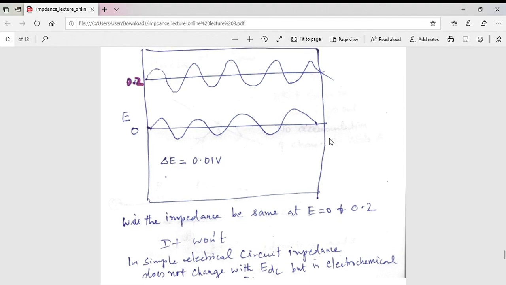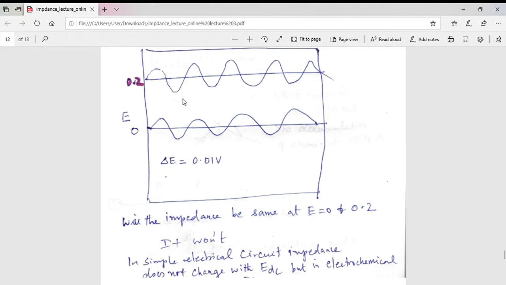In this particular case I have shown a DC potential which is 0 volt here, and here it is 0.2 volt. On top of it I have superimposed an AC potential of certain amplitude. Say this is 10 millivolt, that means 0 to 10 millivolt this side, this is minus 10 millivolt. In this case 0.2 to 210 millivolt this side, 190 millivolt this side. The amplitude is 10 millivolt, but since 0.2 volt is the base value, it can go to 210 or the other side 190.